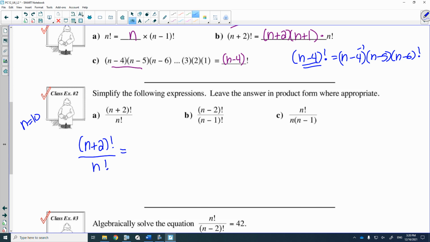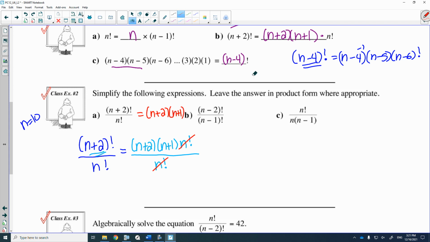If I said, how could you express that? Well, you know that that would be n plus 2, and then one number less. That would be n plus 1, one number less. That would be n. I want to stop. I've got to put the factorial. I had that n factorial in the denominator. You cancel, and you're going to be left with n plus 2 and n plus 1.